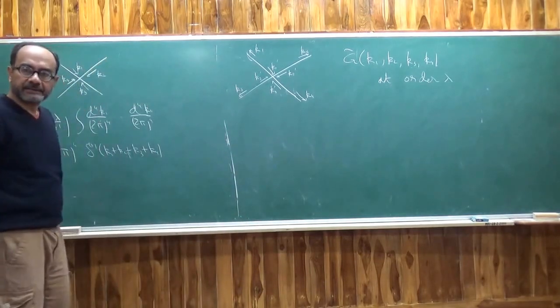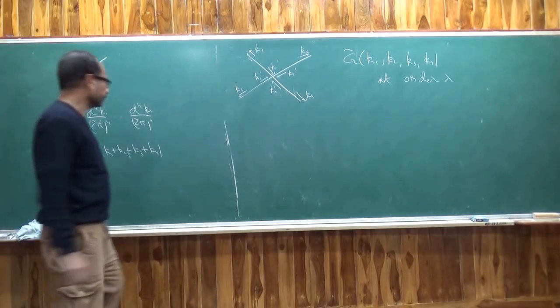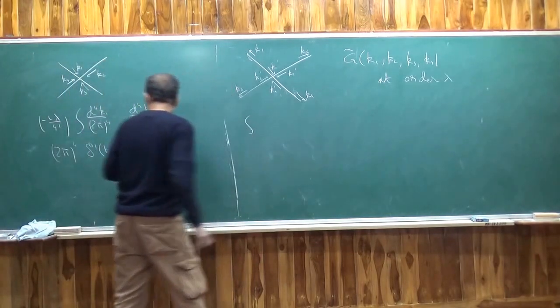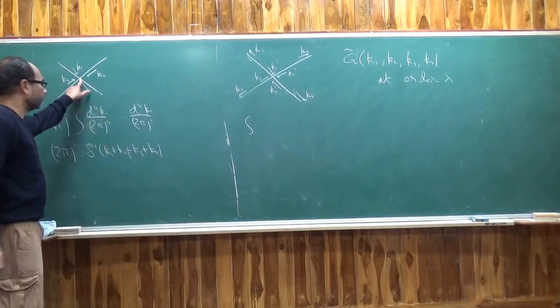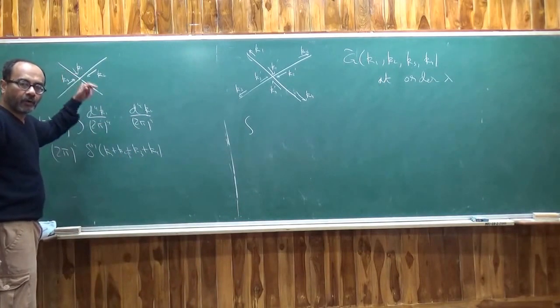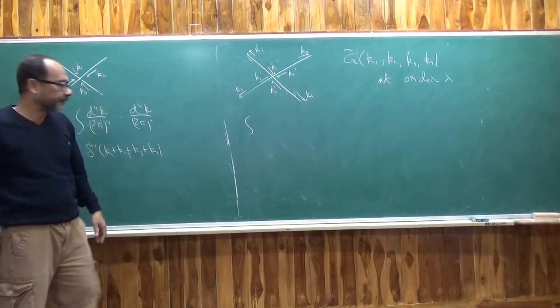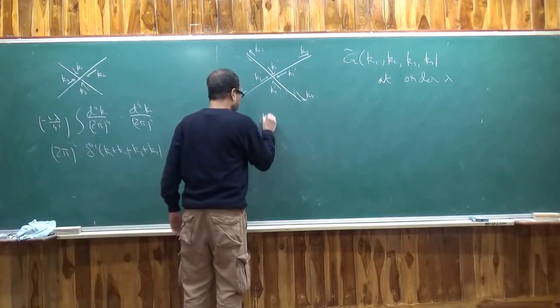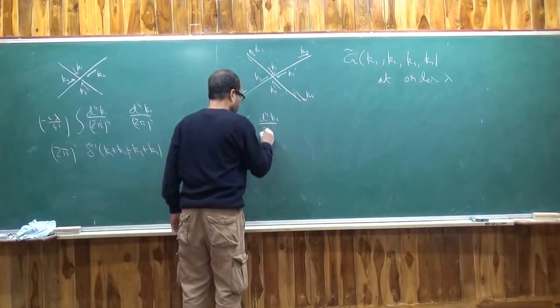And next now, just write down the expression for this. So first you see that there should be four integrals because there is a vertex. Right? For all momentum entering the vertex, there is an integral. So d^4 k1 over (2π)^4.